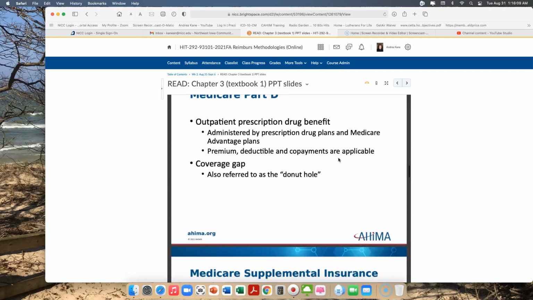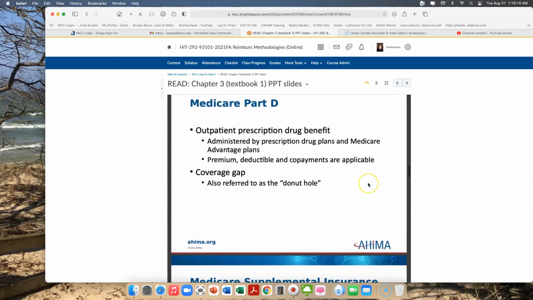Part D is that outpatient prescription benefit, drug benefit. It's administered by prescription drug plans and Medicare Advantage plans. There are premiums, deductibles, and co-payments. There's also a coverage gap known as the donut hole, and you'll want to read about that in your book. That is on bottom of page 38, top of page 39, where you can read about that and what that is.